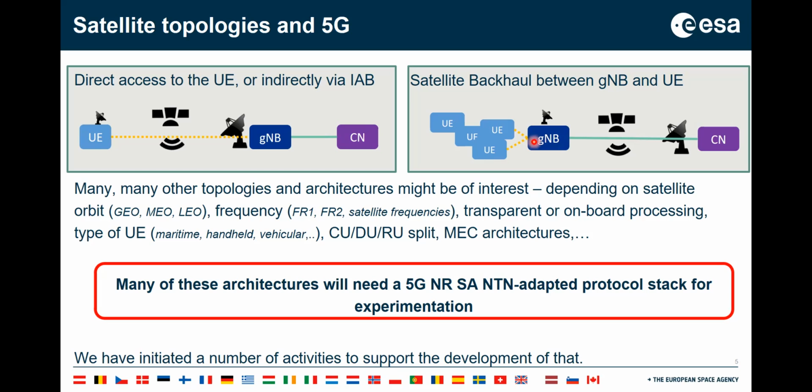You can imagine that depending on the topology, different architectures could be more beneficial depending on the orbit you use. Maybe you use specific frequencies. We could use satellites which are transparent, or maybe you have some intelligence on the satellite. Nevertheless, we think that a large number of these architectures will anyway need a non-terrestrial network adapted protocol stack. And we will need that for experimentation, and we have initiated a number of activities to support that.